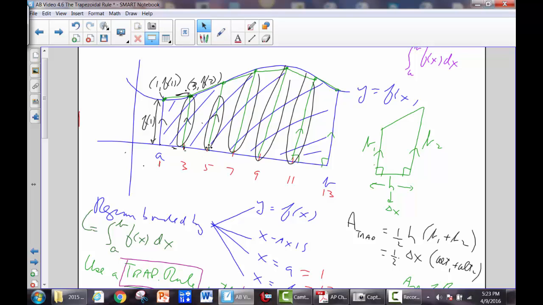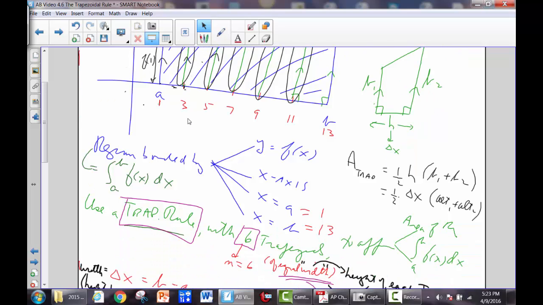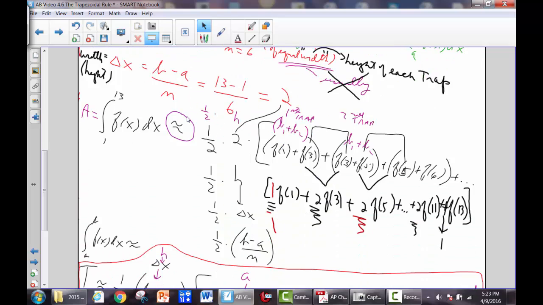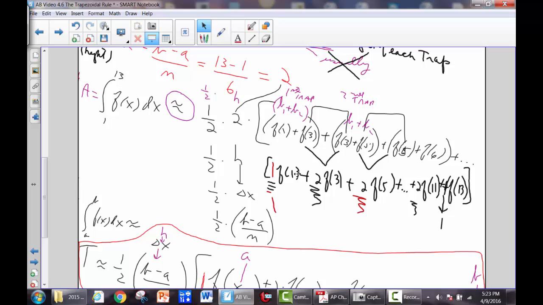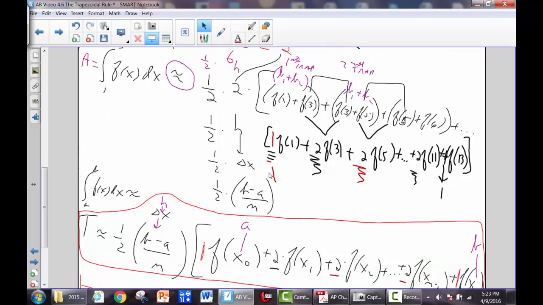But in the next trapezoid, you use f of 5 again. So what happens is, not the first or the last heights, or bases if you wish, but all the others in between get used twice. They get used for the trapezoid on the left and for the trapezoid on the right. So you have 1 f of 1, but you end up with 2 f of 3 plus 2 f of 5, etc., plus 2 f of 11 plus 1 f of 13.